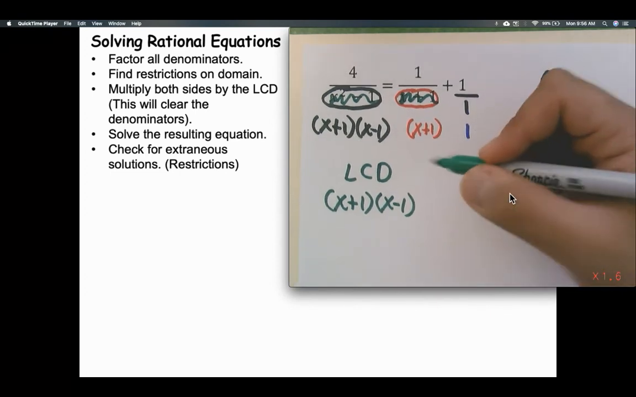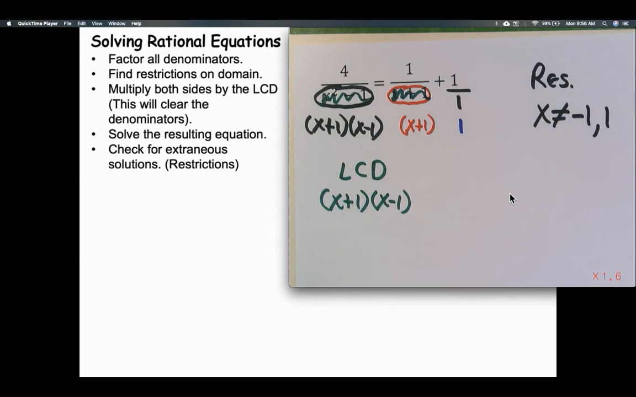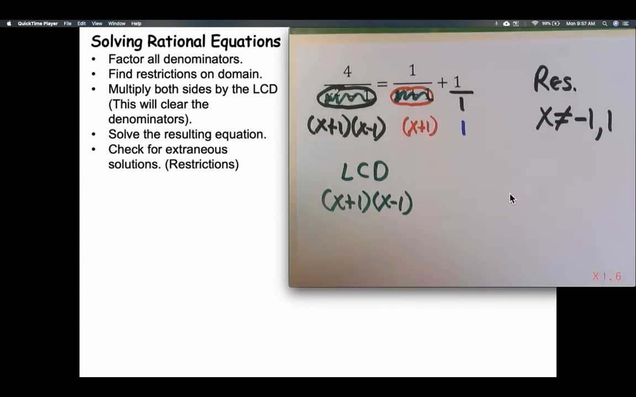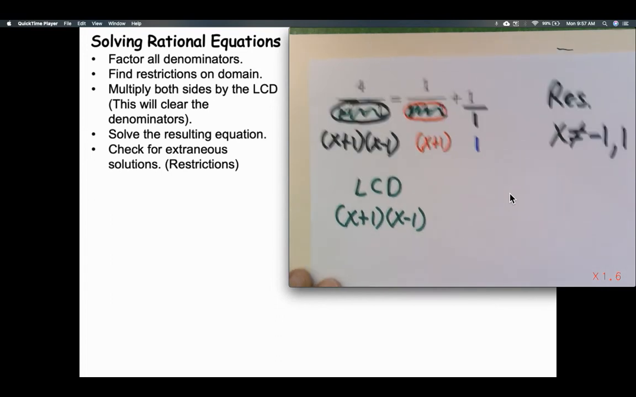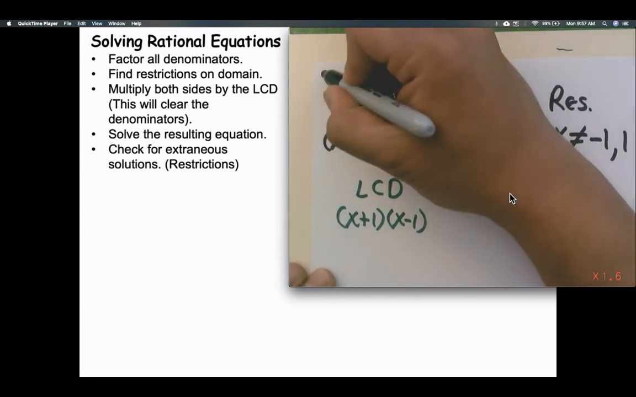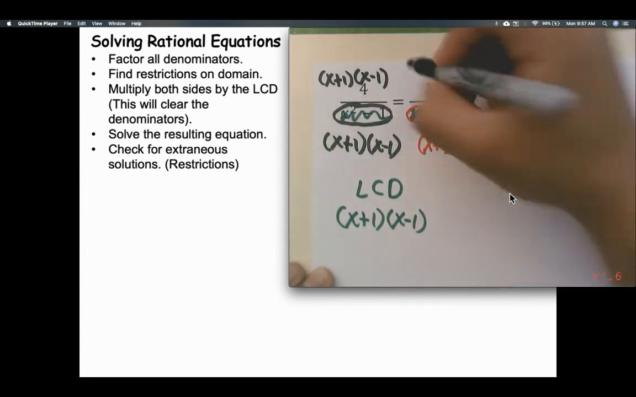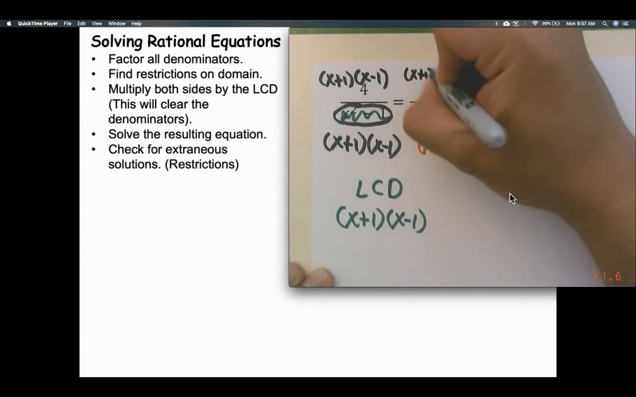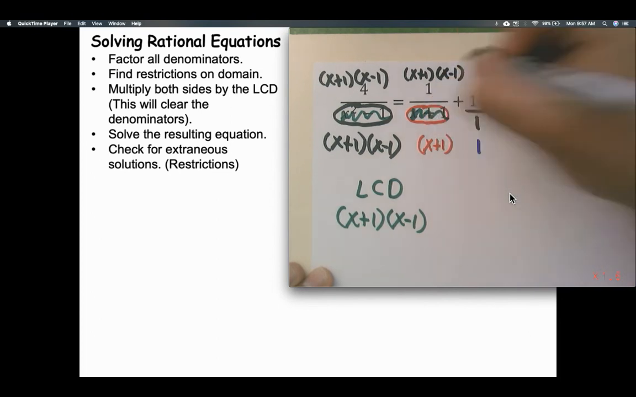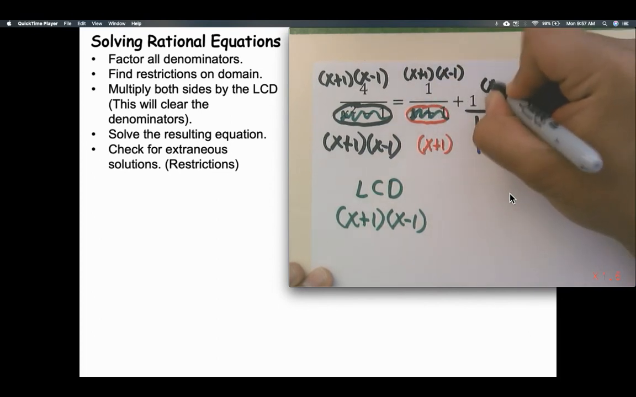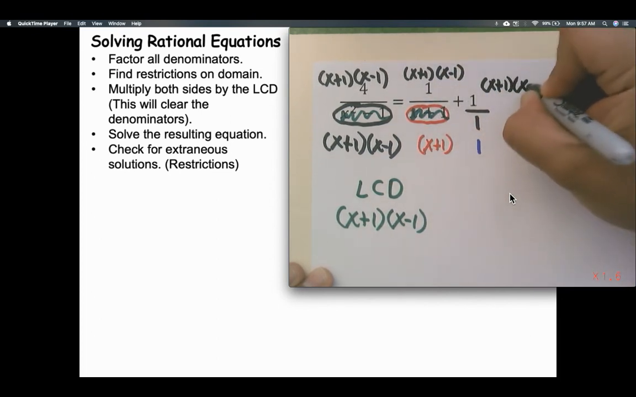All right, so I got my LCD. Let's go ahead and multiply all my numerators by that. So I'm going to multiply everything by x plus 1, x minus 1.